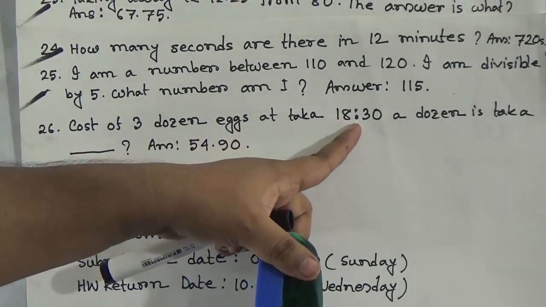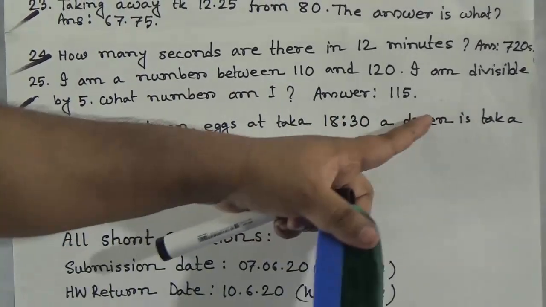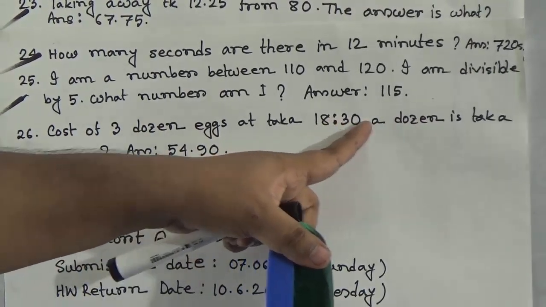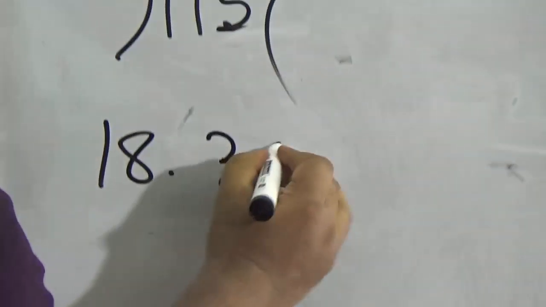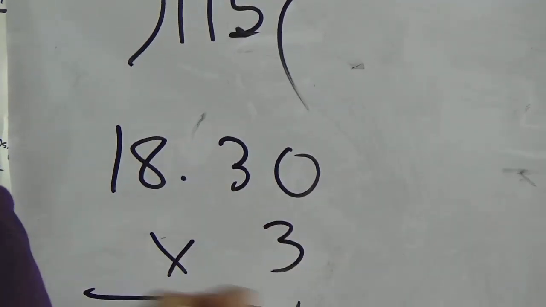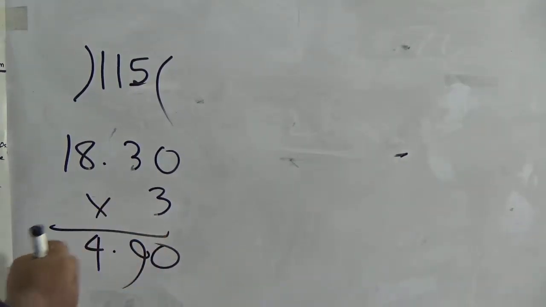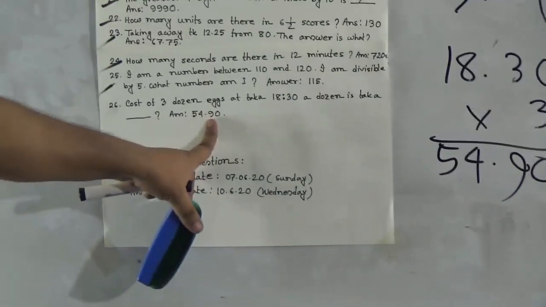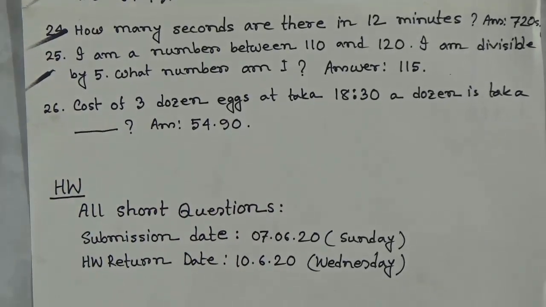And the next question is, cost of 3 dozens eggs at taka 18.30 a dozen is taka what? That means 1 dozen's price is 18.30, then 3 dozen. We multiply this number by 3 and we get the answer. That means 18.30 multiplied by 3. 3 zeros are 0, 3 threes are 9, and 3 eights are 24, carrying 2, 3 ones are 3, 54.90. Okay, 54.90 taka is the answer.